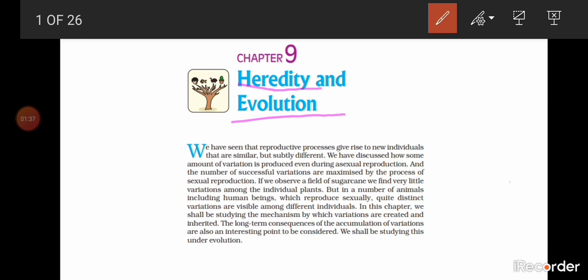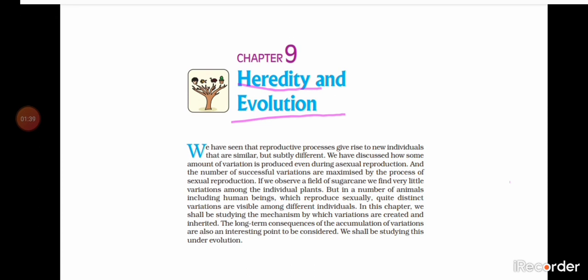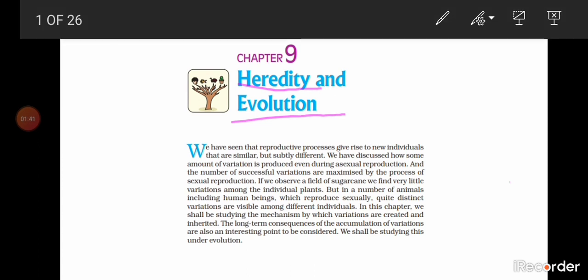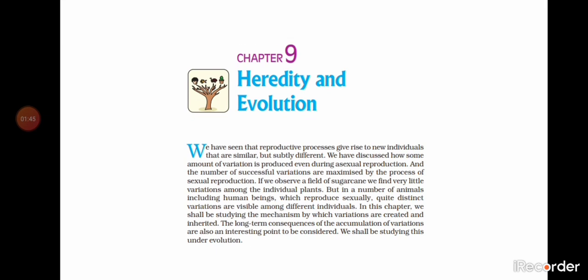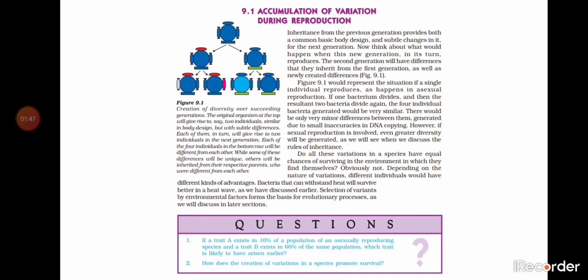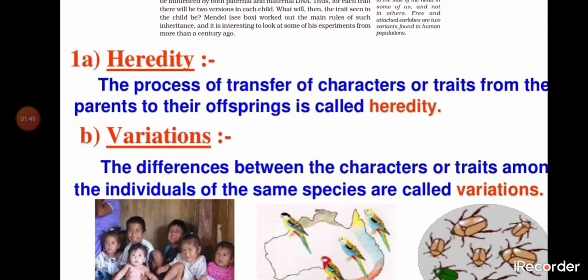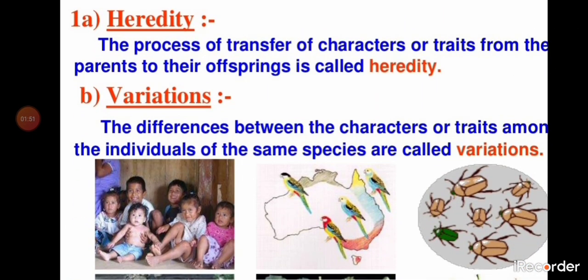We know heredity means information will pass from one generation to another generation. Now look at this slide. We can see the process of transfer of characters or traits. Here normally we used to call them characters.